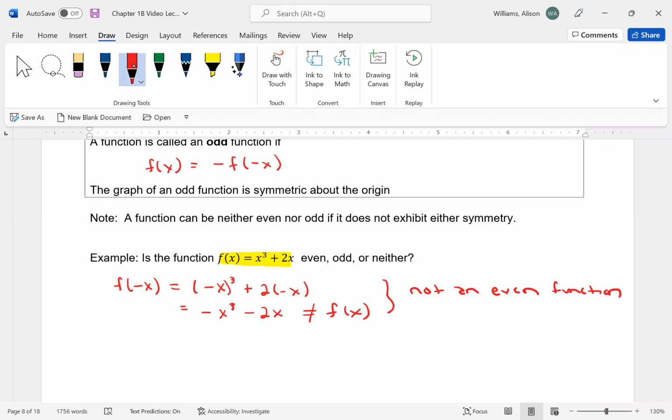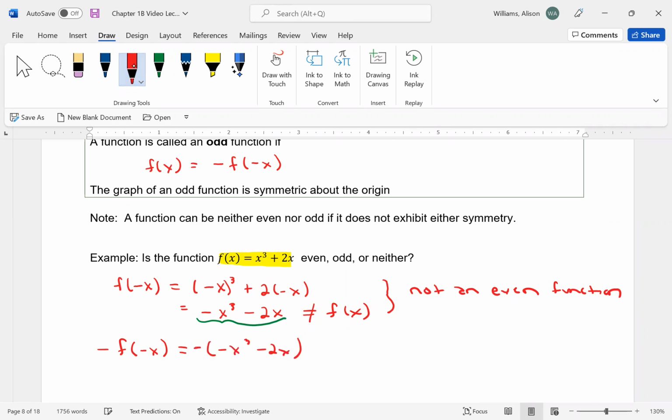Okay, let's check odd. So to check odd, we're not only going to plug a negative in for x, but we're also going to put a negative on the outside. So here's how that's going to look. Applying a negative on the x is going to look exactly like what it was up here. It's going to basically be this. That's what a negative in for x looks like. So negative x cubed minus 2x.